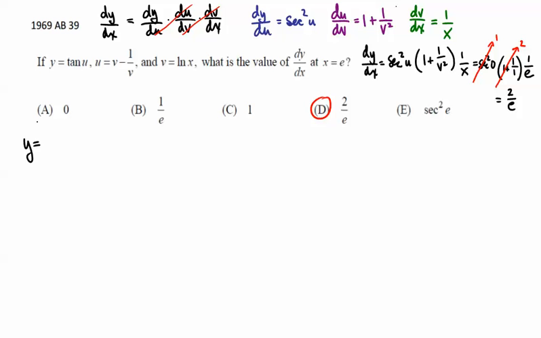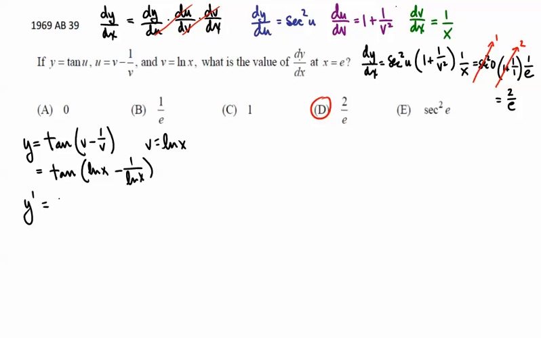So y is equal to tangent of u, where u is v minus 1 over v. Now, we know that v is equal to ln of x, so y is equal to tangent of ln of x minus 1 over the natural log of x. And so we end up with that by plugging v equals natural log of x back into u, and then taking u and plugging that back into y. So now we're ready to take the derivative of this.